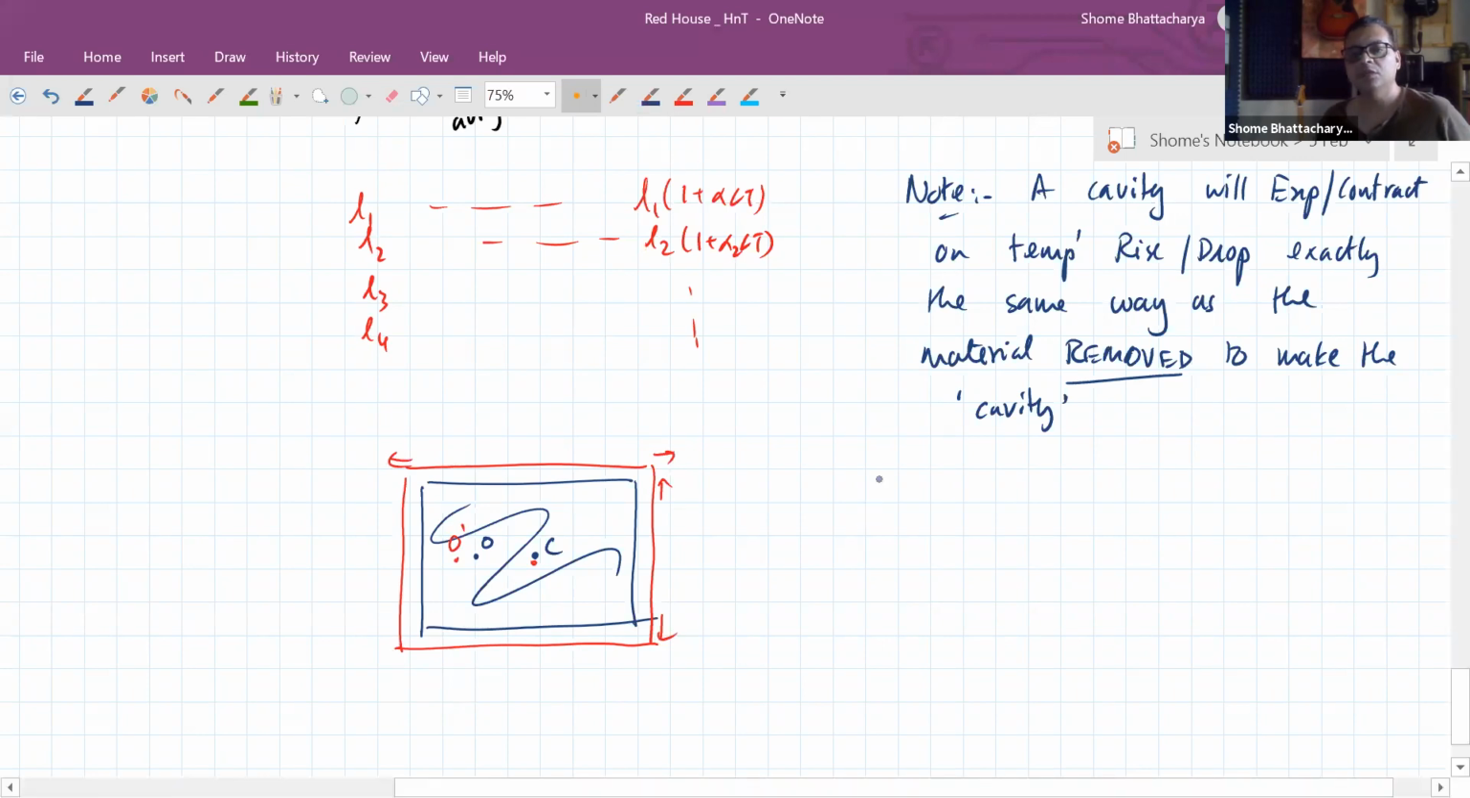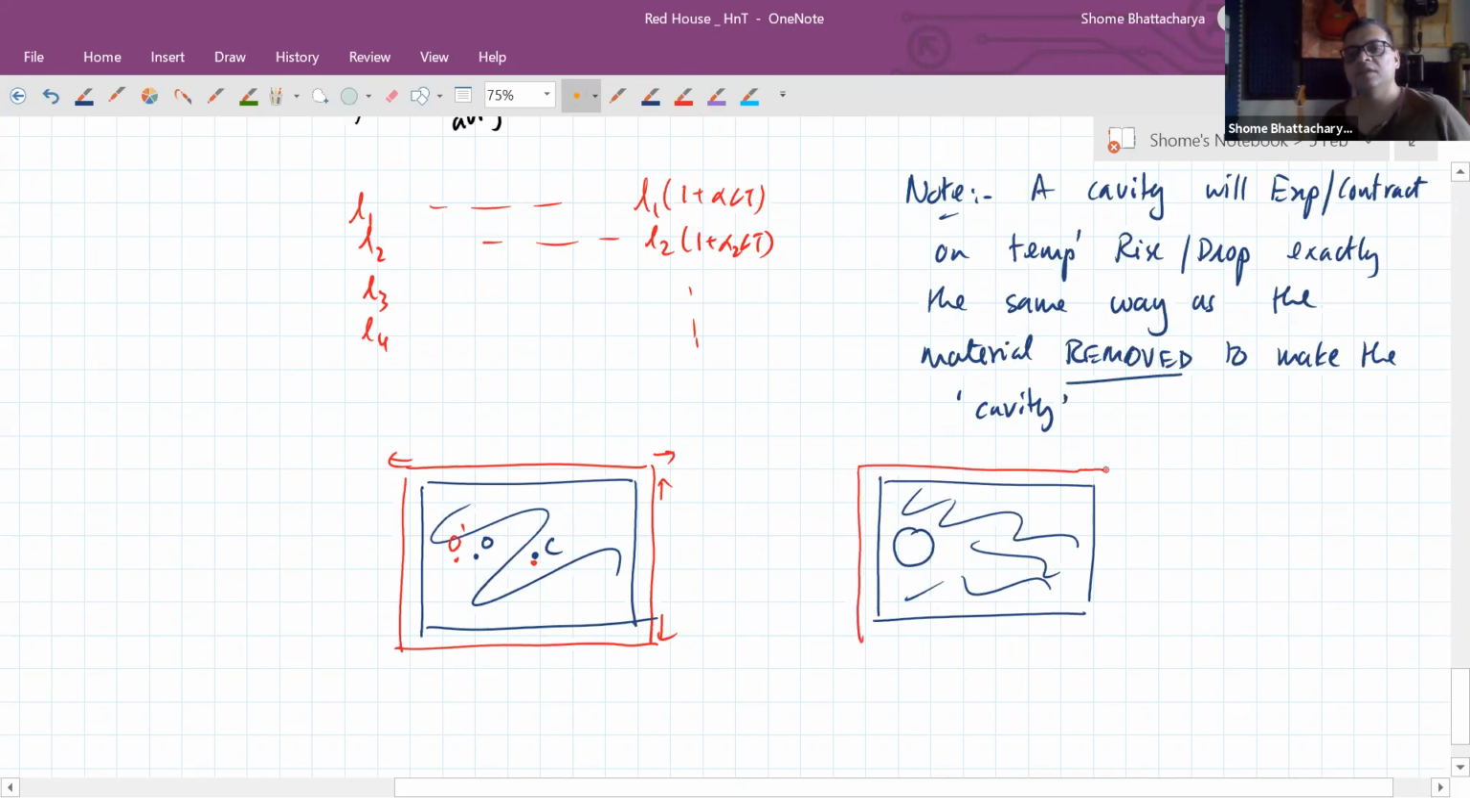So as part of this, if I had a cavity here, now on increasing the temperature, the cavity will have to expand, but also the position where the cavity center was, that would change with respect to this, in this way. So that is the thing.